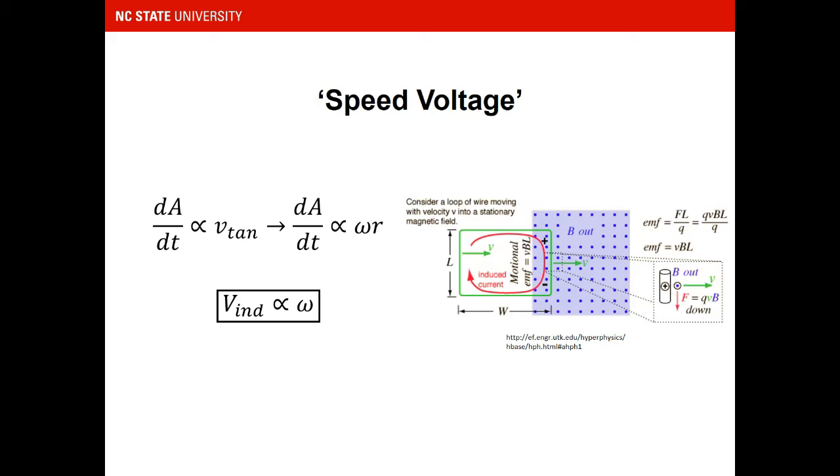Considering that dA/dt is proportional to the speed with which the wire loop enters or exits the influence of the magnetic field, we can reason that the induced voltage in the coil is proportional to omega, or the rotor's angular velocity. This dependence on speed is often referred to as speed voltage. Thus, by varying the rotor's angular velocity, we can easily modify the electrical output of a generator.